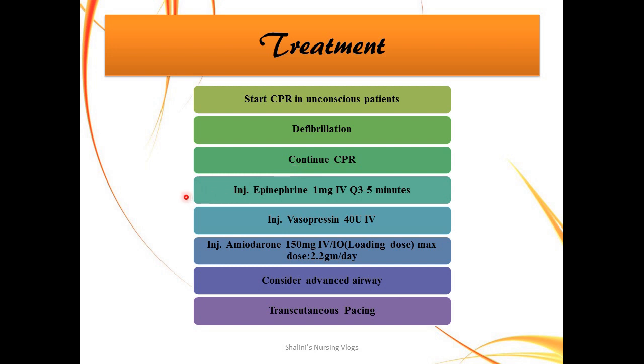The drug of choice is injection epinephrine 1 mg IV every 3 to 5 minutes, which will help the contraction. Injection vasopressin 40 units IV will increase the peripheral vascular resistance, and injection amiodarone 150 mg IV will help you terminate the arrhythmia. Consider an advanced airway, because you want to maintain a protected and patent airway, and also transcutaneous pacing, especially for patients who have multiple episodes of arrhythmias or continuous arrhythmia, which will help pick up the arrhythmias quickly and terminate them as well.